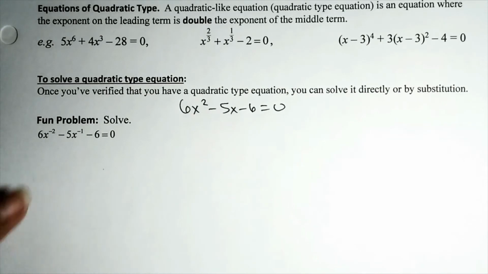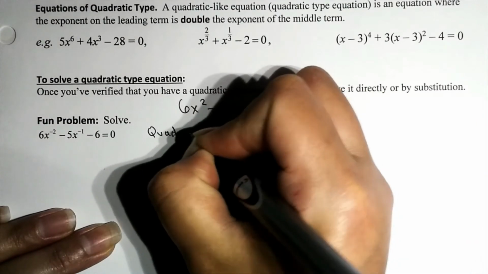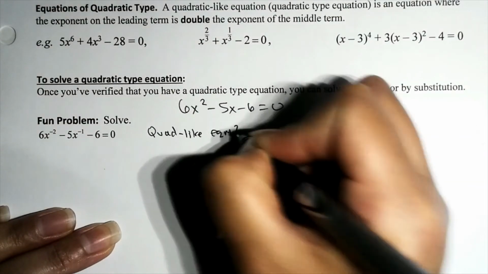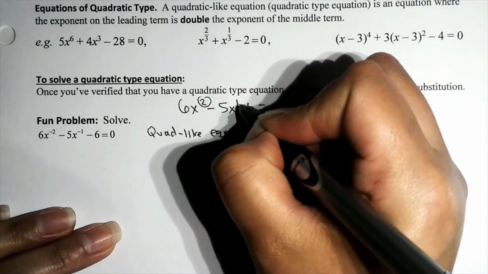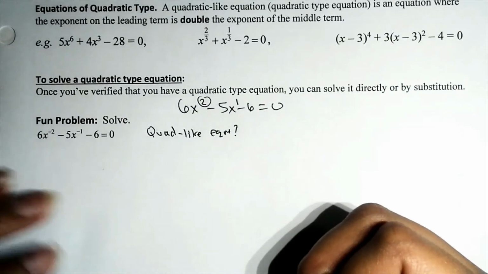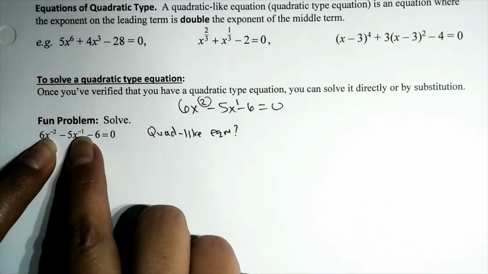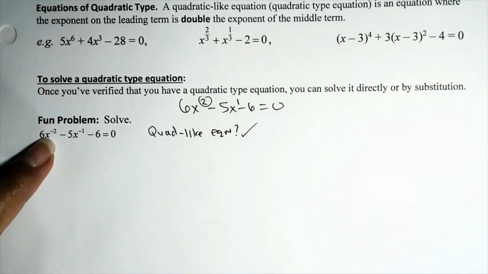So I want to know, is this a quadratic-like equation? So let me do my made up abbreviation. Okay, is this a quadratic-like equation? So how can I tell? I want to know, is the first exponent twice the second exponent? The first exponent is -2. Check it out. When we multiply that second exponent by 2, -1 times 2 is -2. So to answer the question, it is.